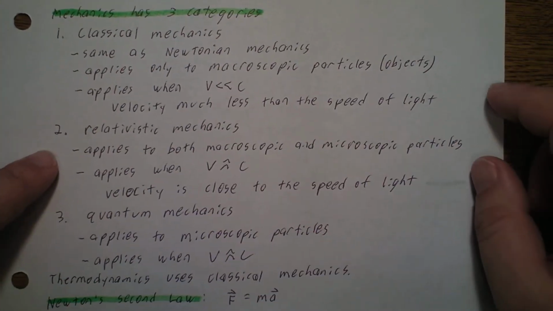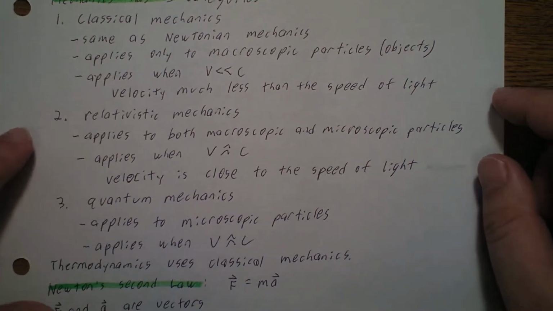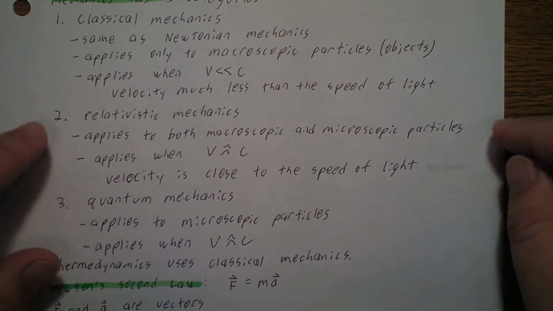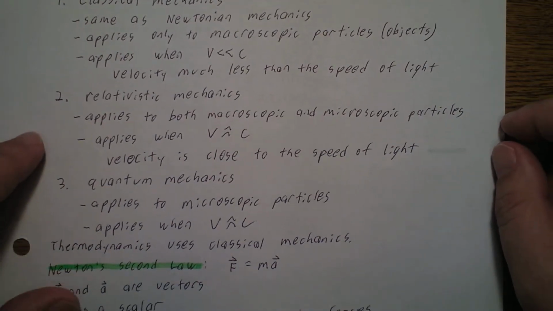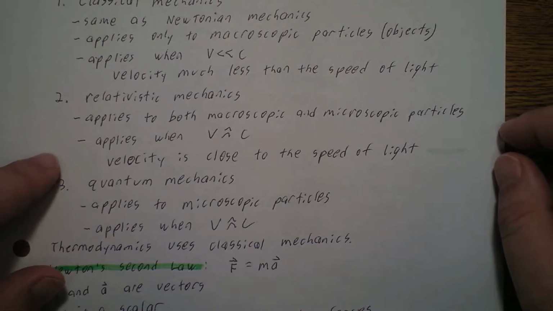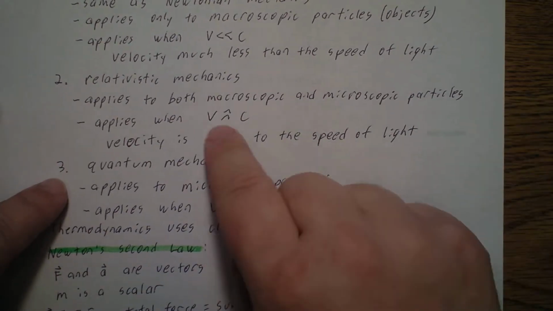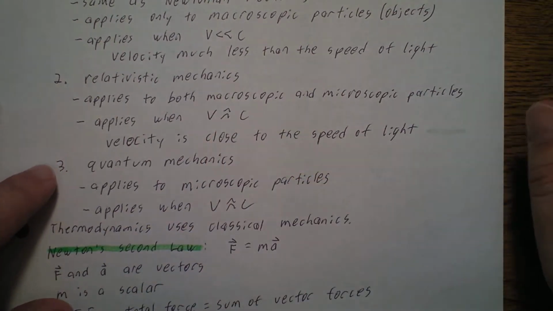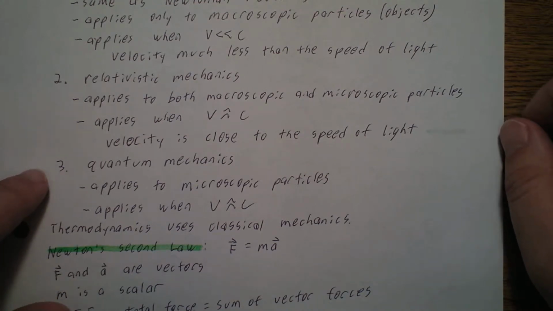The second type of mechanics is relativistic mechanics. Now this will apply to both macroscopic and microscopic particles. This applies when the velocity is close to the speed of light. Remember, this wavy equal sign means roughly equal to, or approximately equal to.